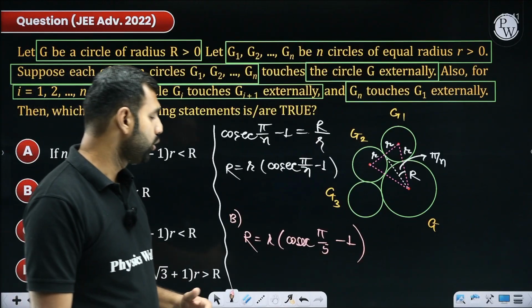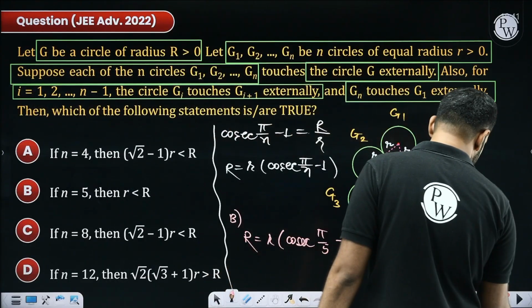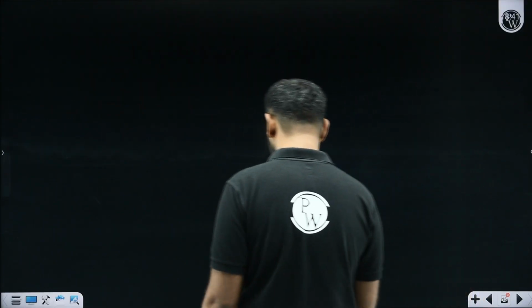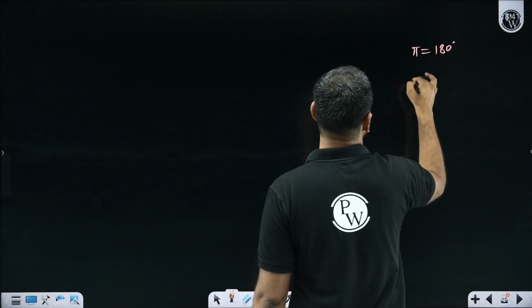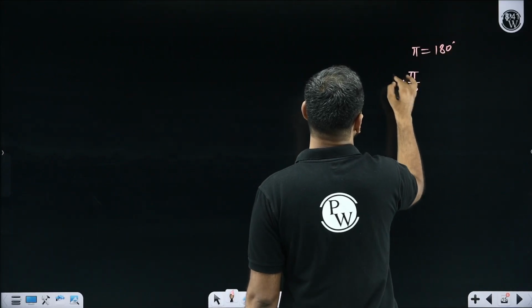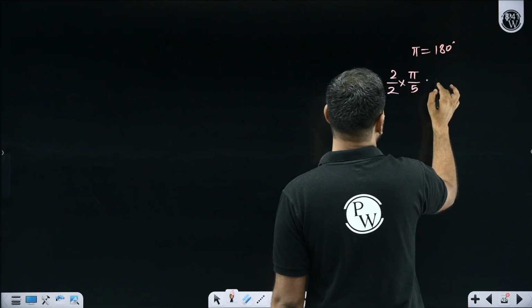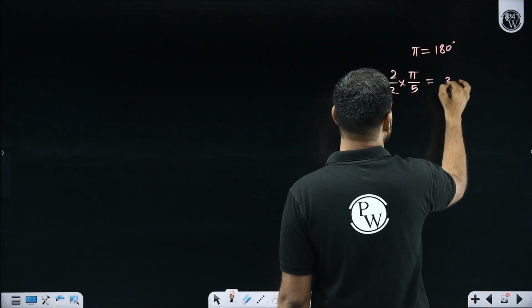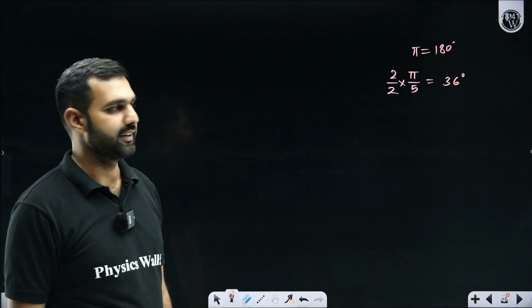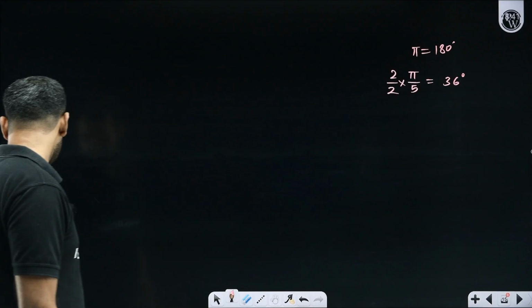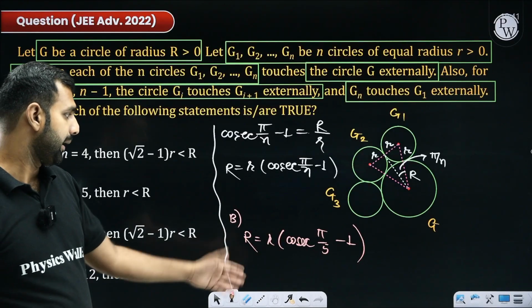Pi by 5, I don't know its exact value, but can we do some approximation here? Can you help me with pi by 5? I hope you remember, pi we all know is 180 degrees. So I'm asking you to find pi by 5. So if I do this 2 by 2 here, this is 2 by 5. So it is 360 by 10, which is 36 degrees. So pi by 5 is clearly 36. Now, what are we interested in? We are interested in cosec pi by 5.